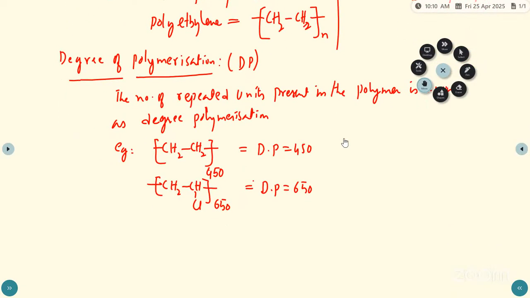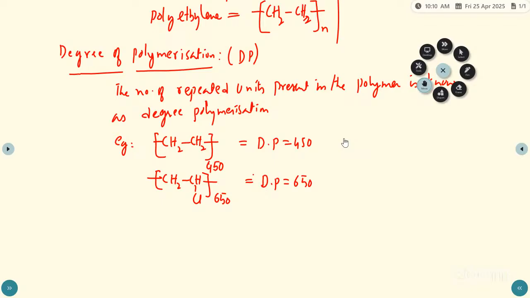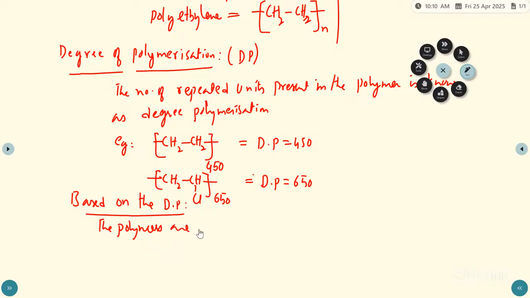Based on the degree of polymerization, the polymers are classified into two types. What are they? Based on the DP, the polymers are classified into two types.